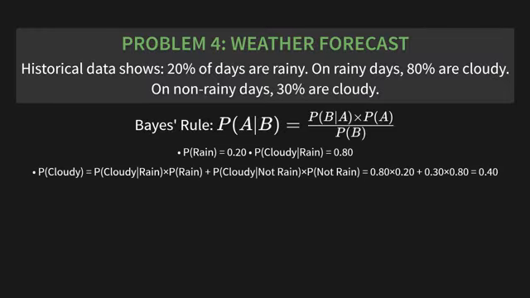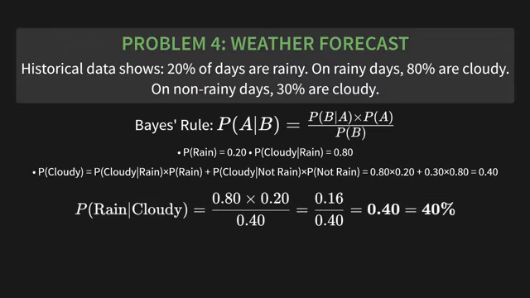Now let's work through this step by step. We know from the problem that 20% of days are rainy and 80% of rainy days are cloudy. To find the total probability of cloudy days, we need to consider both paths, rainy days that are cloudy plus non-rainy days that are cloudy. When we calculate both scenarios and add them up, we get 40% of all days are cloudy.